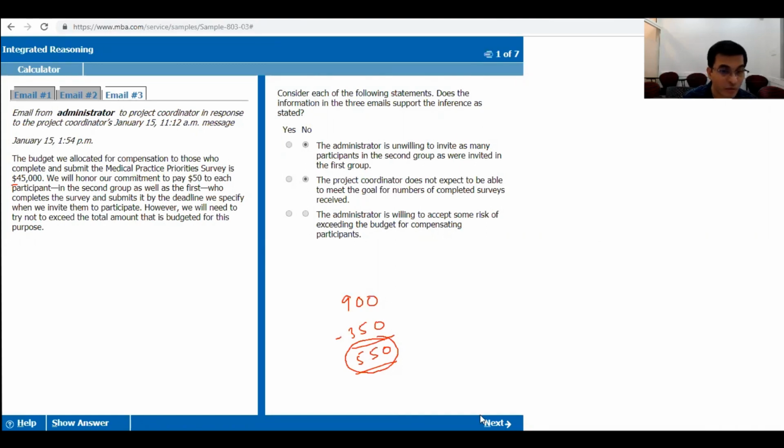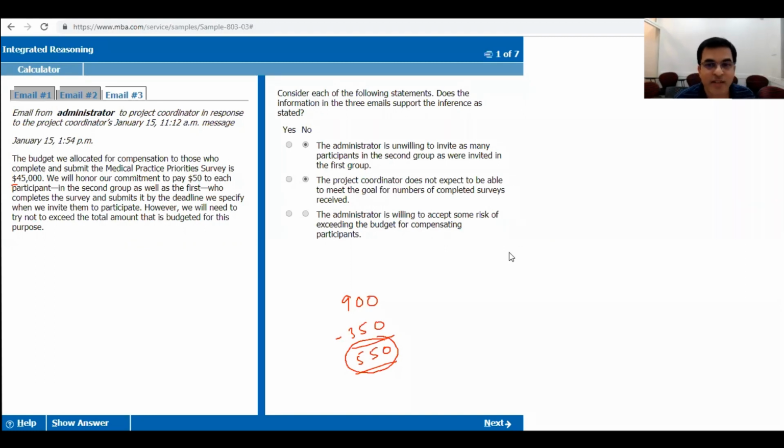Come on, yes or no? The admin is willing to accept some risk of exceeding the budget. Come on, all of you guys are working. Okay, your boss is writing something like this to you. What does it mean? So most of you are saying no. Jaren, you have changed your answer 3 times in the last 2 minutes.